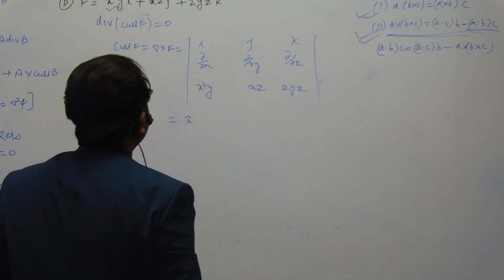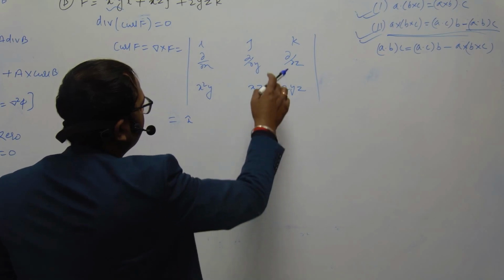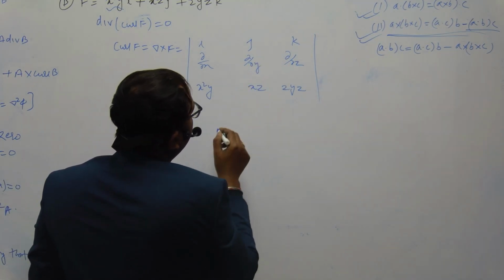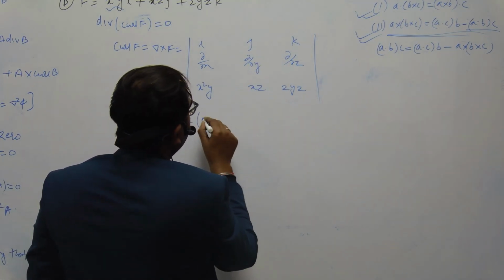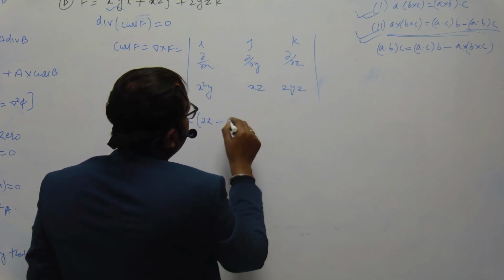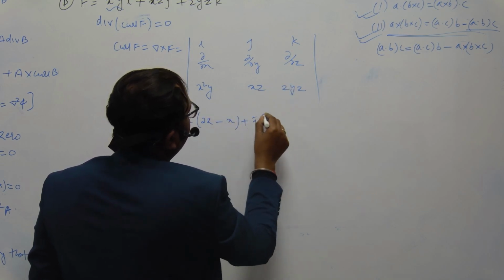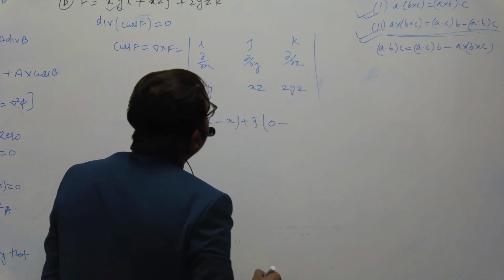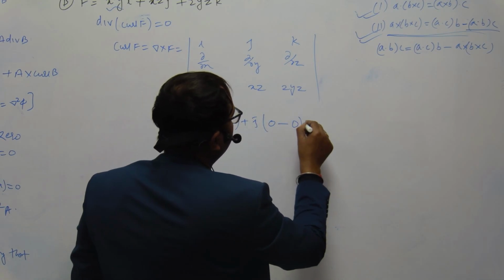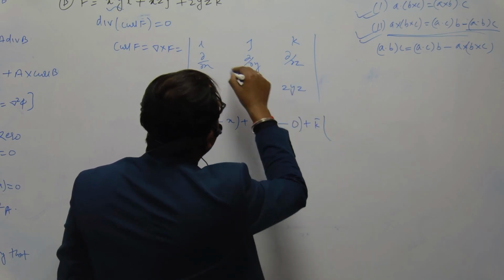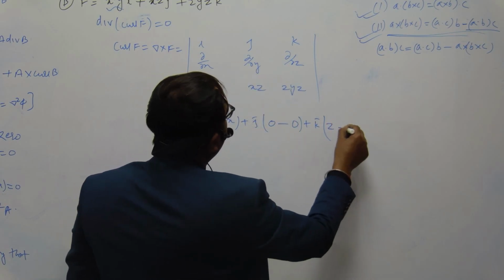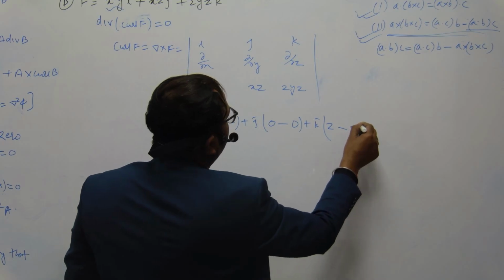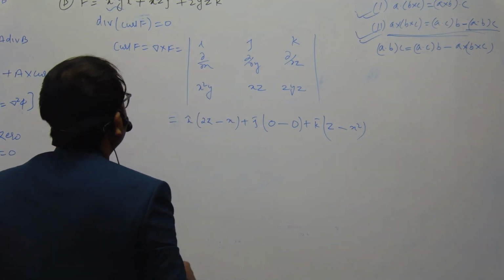Let us take the cross multiplication. This is del upon del y of this one, 2z, minus this, x, plus j cap: del upon del z of this one, 0, minus this, 0, plus k cap: del upon del x of this, z, minus this, x square. Okay, this is nothing but curl of F.